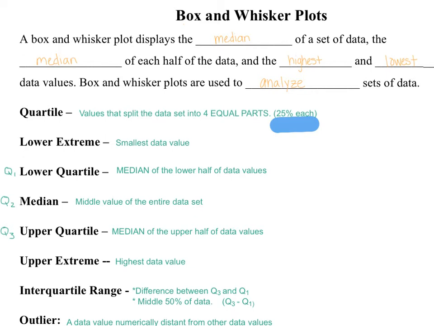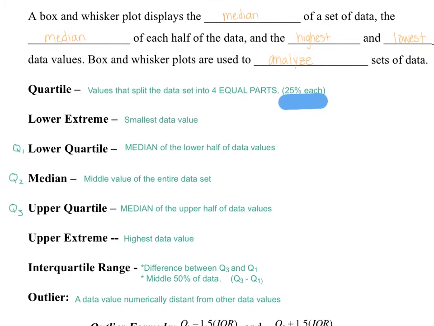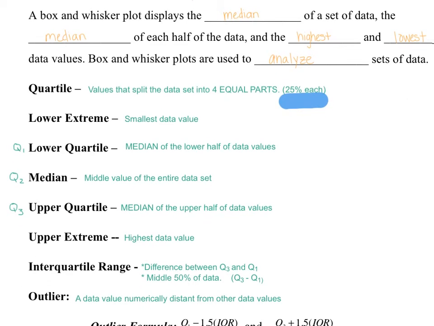The median you guys already know how to find. That's just the middle value of your data. And the upper quartile, just like the lower quartile, once you find the median and you split it in half, the upper quartile is going to be the median of that second half of data, or the upper half of data values. Upper extreme is just the highest data value when it's in order from least to greatest. And then you guys have interquartile range.